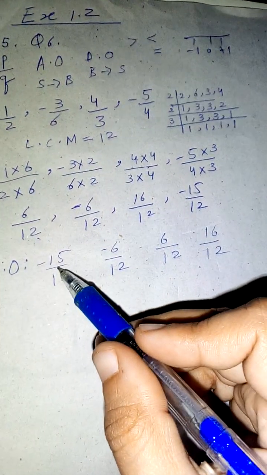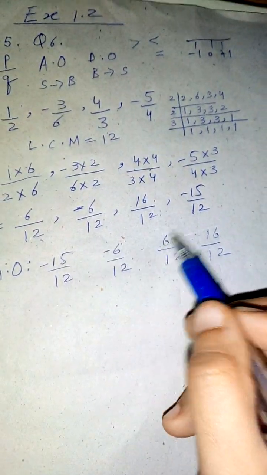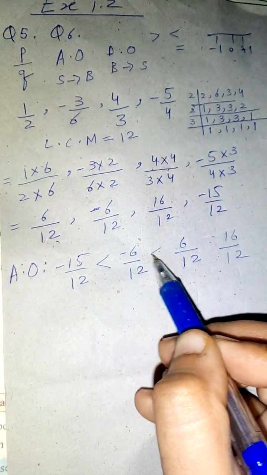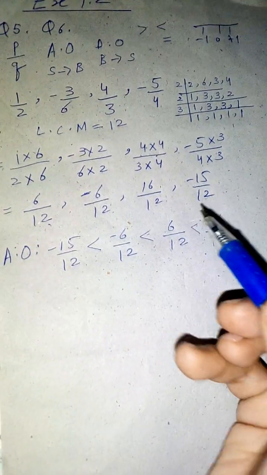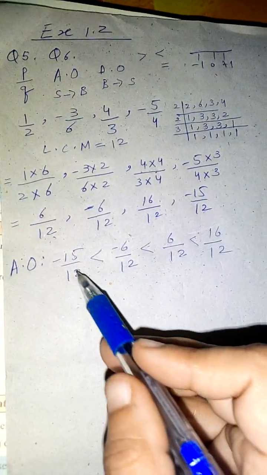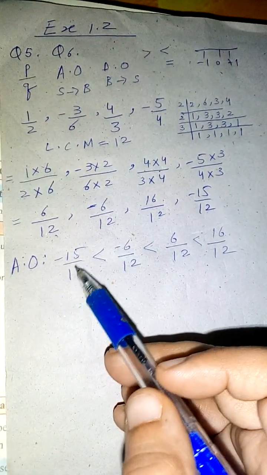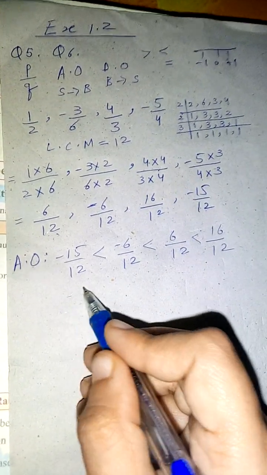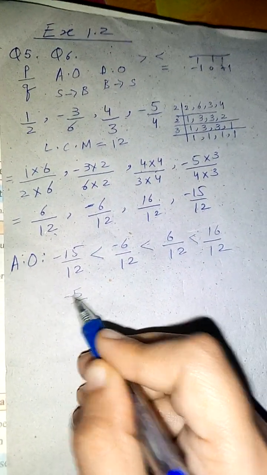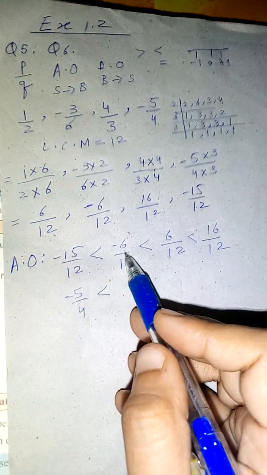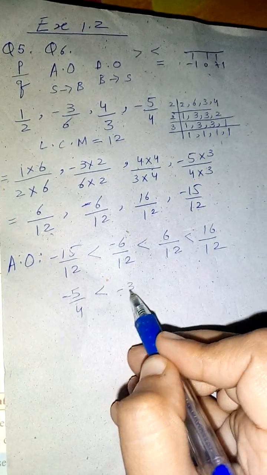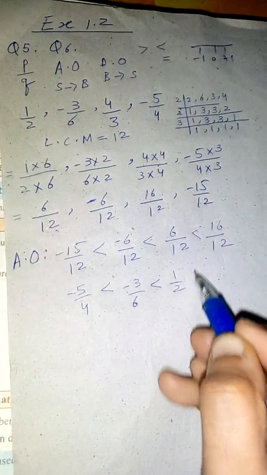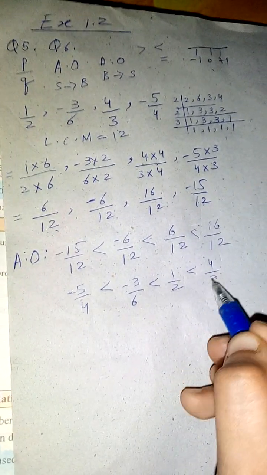Ascending order means going from small to big, and for ascending order we always put the less than sign. When you complete this, write the original values under the solved values. So minus 15 over 12 original value is minus 5 over 4, then minus 6 over 12 is minus 3 over 6, 6 over 12 original value is 1 over 2, and the last we have 4 over 3.